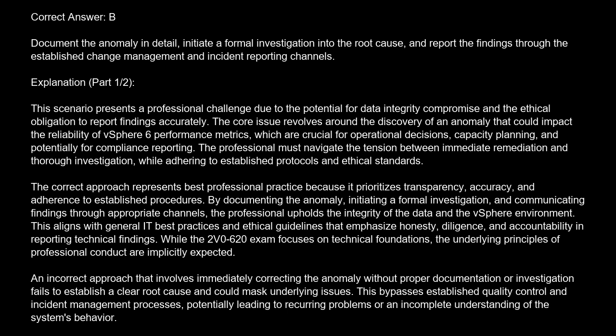While the 2V0-620 exam focuses on technical foundations, the underlying principles of professional conduct are implicitly expected.